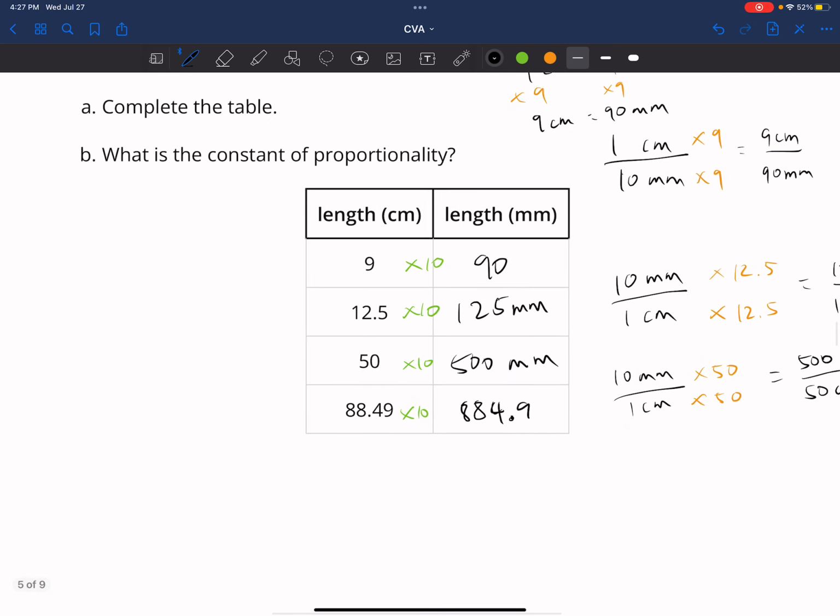Now, what is the constant of proportionality? The constant of proportionality is the number that you multiply by to get from one ratio to the other ratio. So as you can see right now, the constant of proportionality is actually 10. Now, how did you figure that out? Well, if you're given the table, the way that you can find the constant of proportionality is you just divide the two numbers.